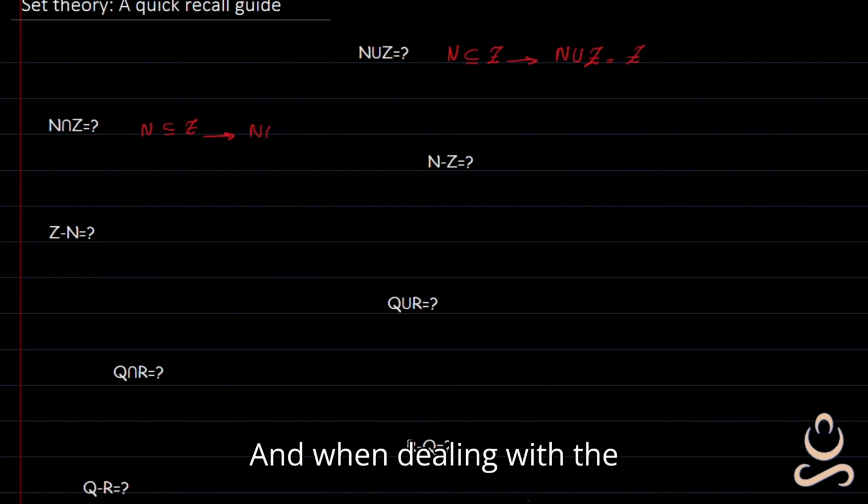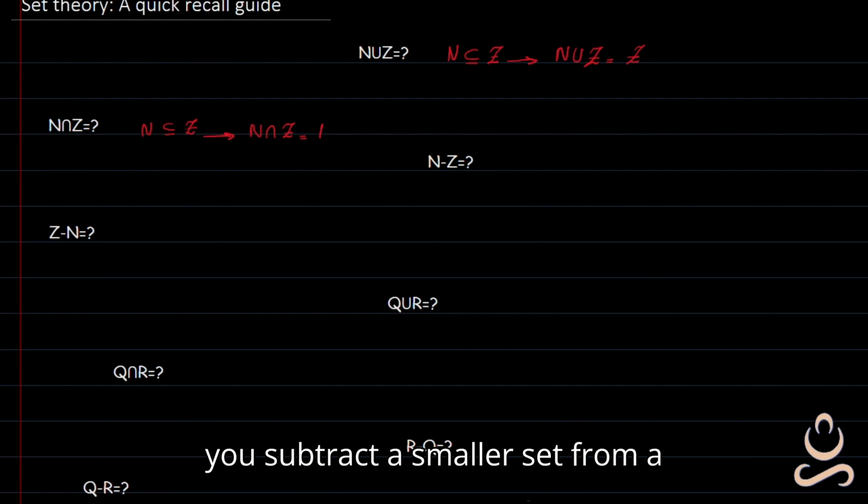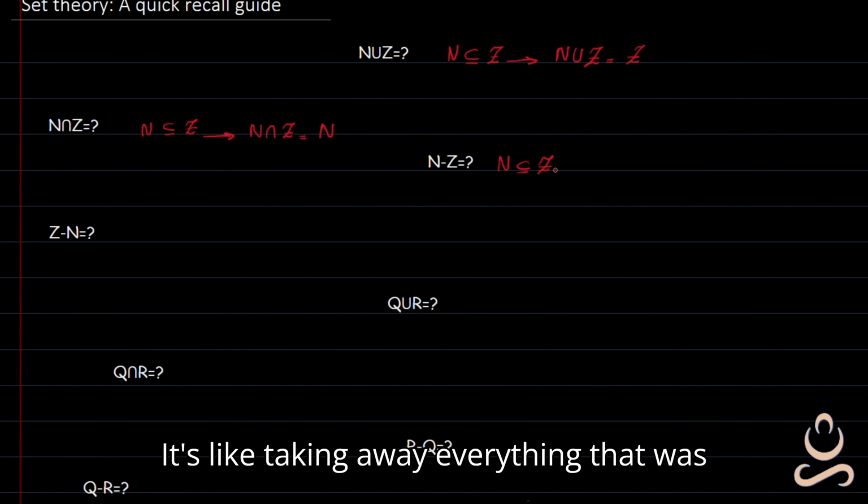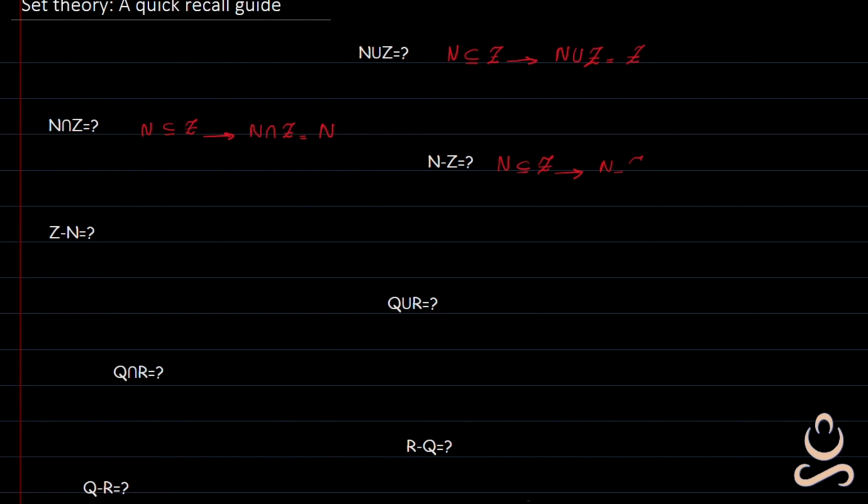And when dealing with the difference of two sets, if you subtract a smaller set from a larger one, as you can see in the third example here, it leaves you with an empty set. It's like taking away everything that was shared between them.